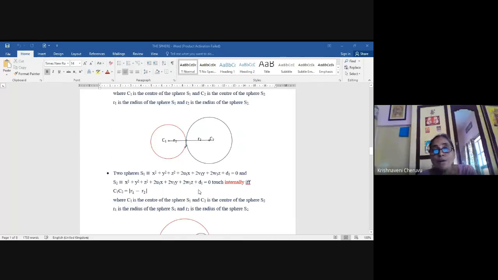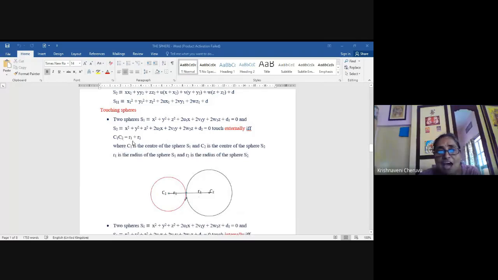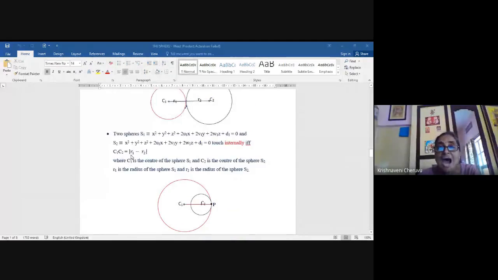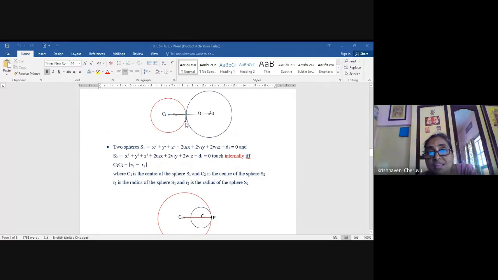So if you find that C1C2 is not equal to R1 plus R2, then you have to check whether C1C2 is R1 minus R2 or R2 minus R1. In this case, we say that the spheres touch internally. Now see here, when the spheres touch externally, the point of contact becomes the point of internal division.